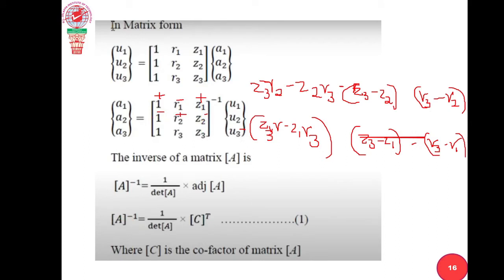Let me neglect this. Third row, third column I will neglect. What is the next one? Plus, sir, what is the notation sign convention? Tell me here. Plus, minus, plus. Okay. Therefore, according to this, Z2 into R1 minus Z1 into R2.